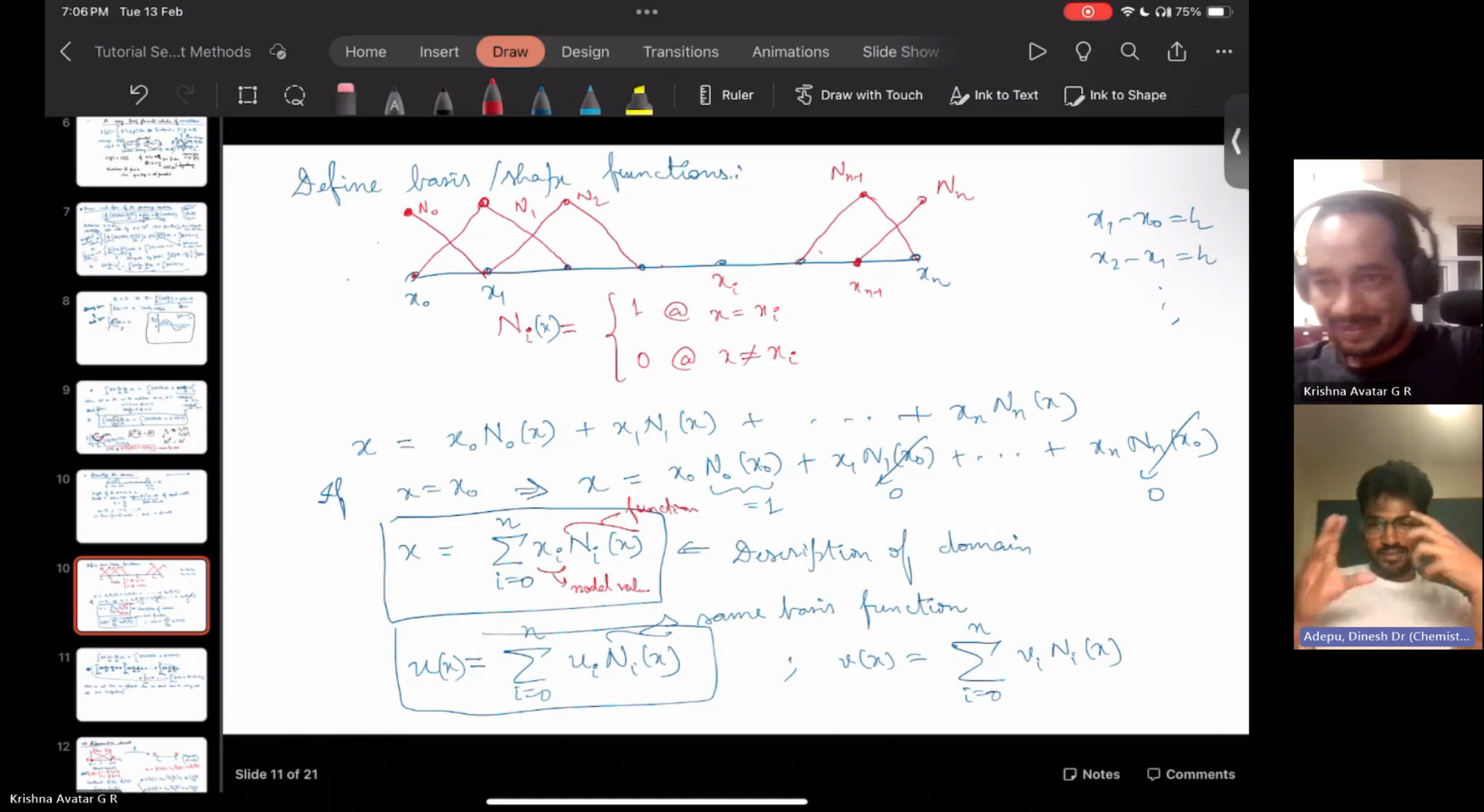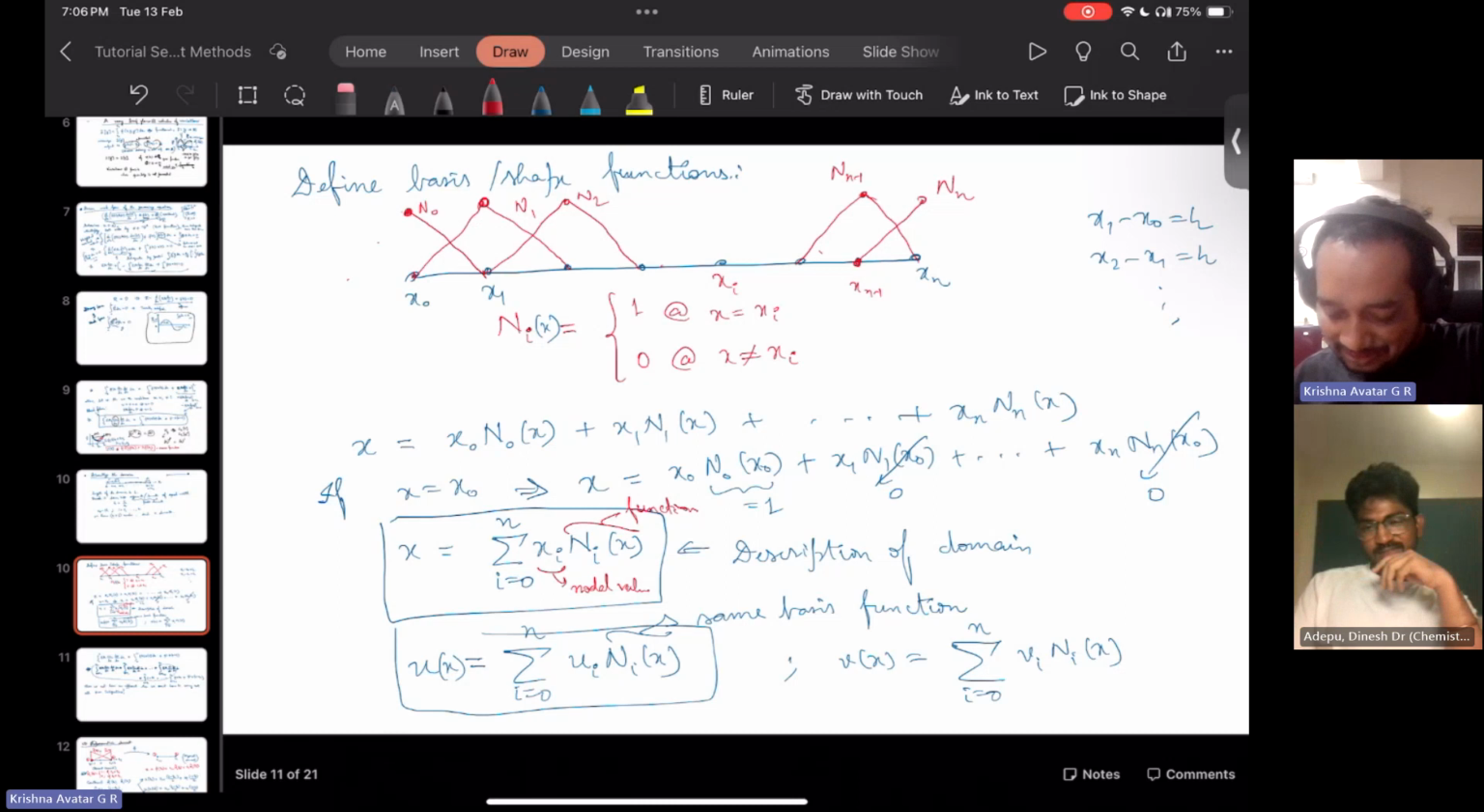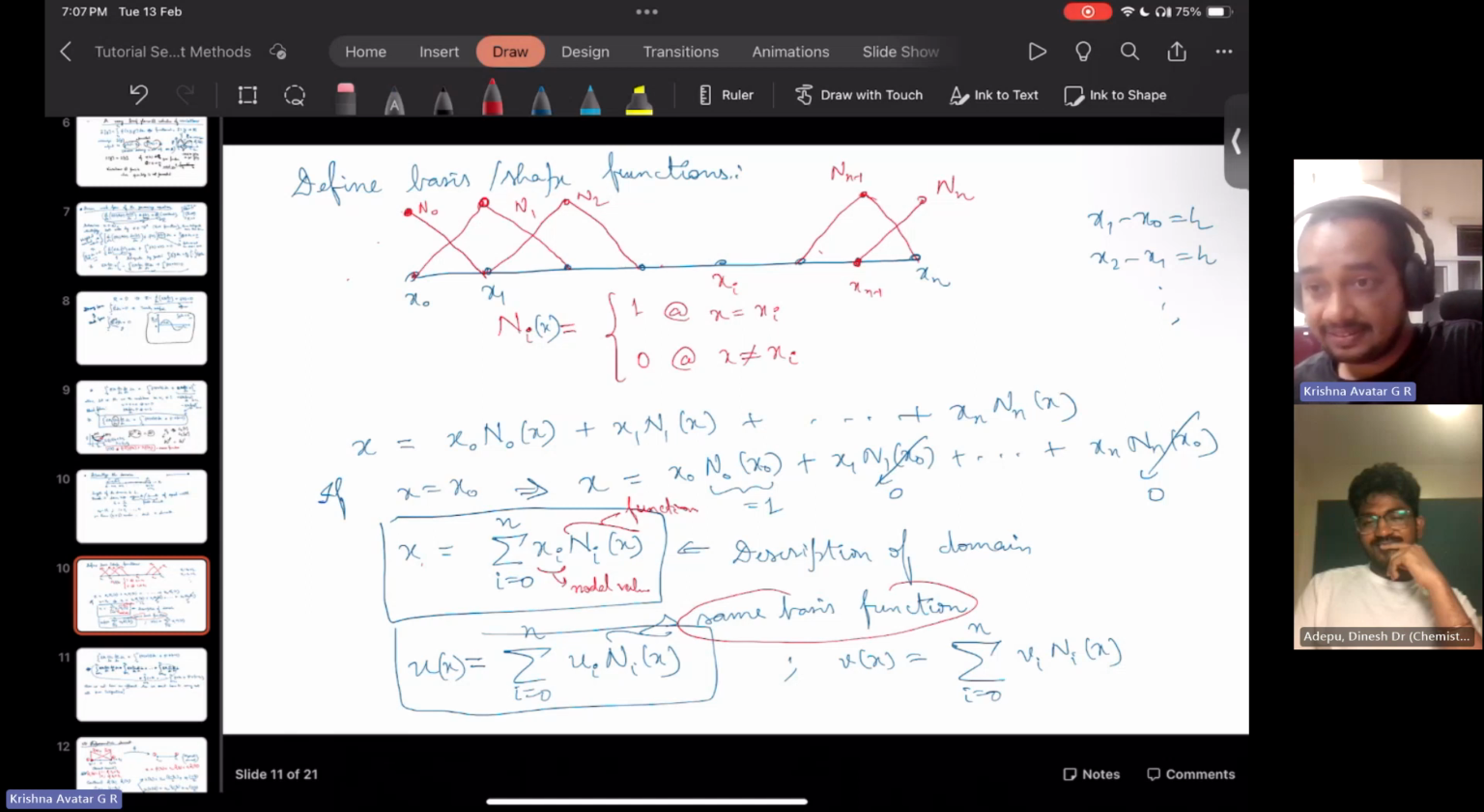It's not clear to me how. Anyway, it means that we can construct our domain. It's like circular logic, but that's how it is. We can construct our domain using the basis functions and the nodal values, or say the nodal positions. And we use the same basis functions even to approximate our u of x and v of x.